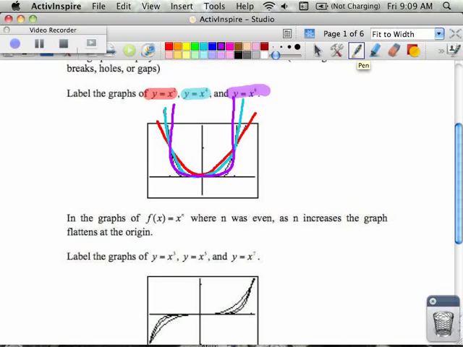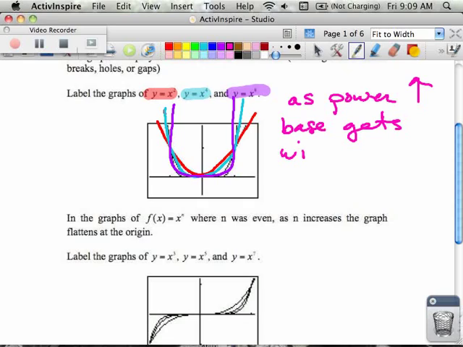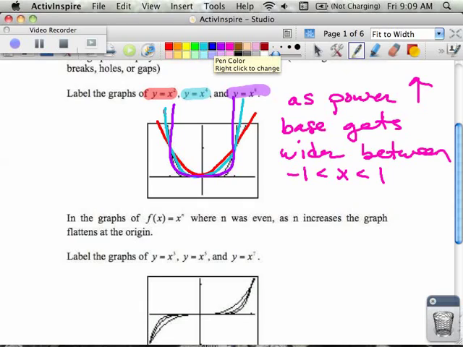And the question is, what's going on as the power gets bigger? What I want you to notice is that as the power gets bigger, or the exponent, the base gets wider between -1 and 1 for x. And then also, when x is less than -1 or bigger than +1, it's steeper, meaning that the rate is a lot faster.